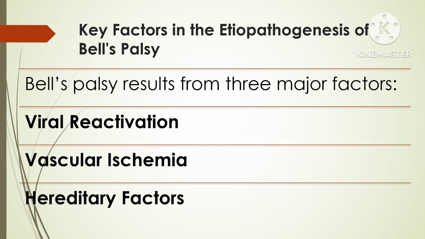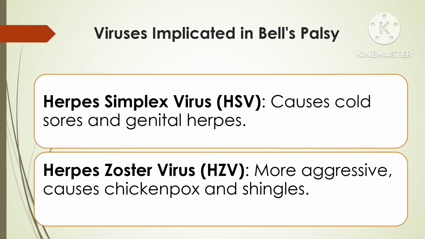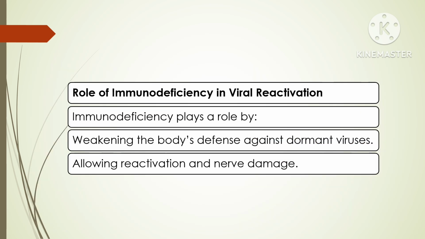When the virus activates, the dormant viruses, especially from the herpes family, play a central role in Bell's palsy. The 2 most common viruses are the herpes simplex virus and the herpes zoster virus. It is more aggressive, causing chickenpox and shingles. These viruses can stay latent in ganglia for years. However, triggers like immunodeficiency or stress cause reactivation, leading to nerve inflammation and compression.